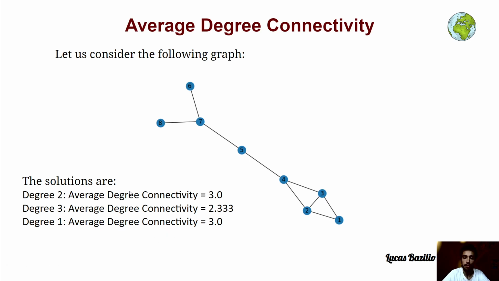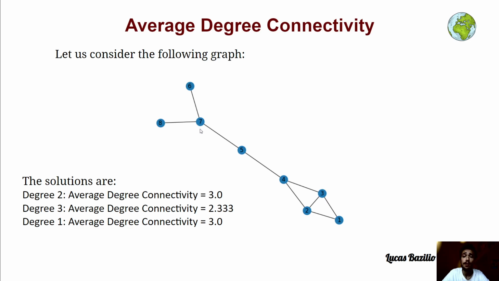But why? Well, let's justify why this is the solution. Let's compute step by step the average degree connectivity in this graph. Let's begin by studying the average degree connectivity for the degree 3. How can we get this value 2.3333 and so on? To do this, we need to study all of the nodes that have degree 3. So first of all, let's identify these nodes.